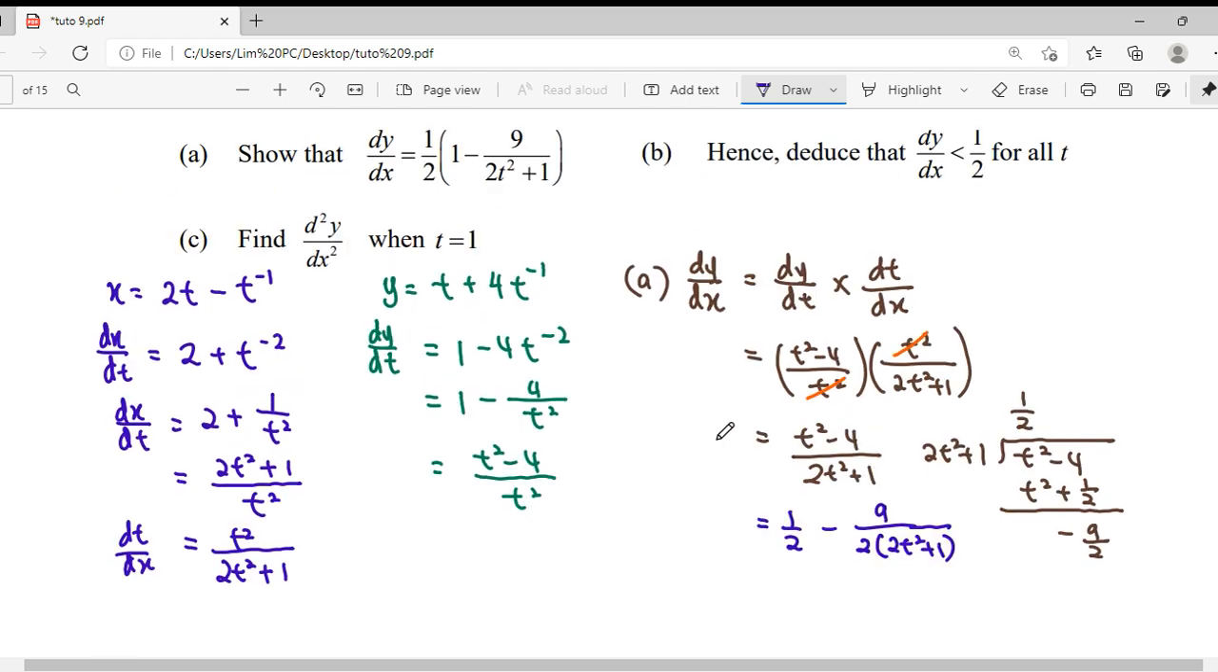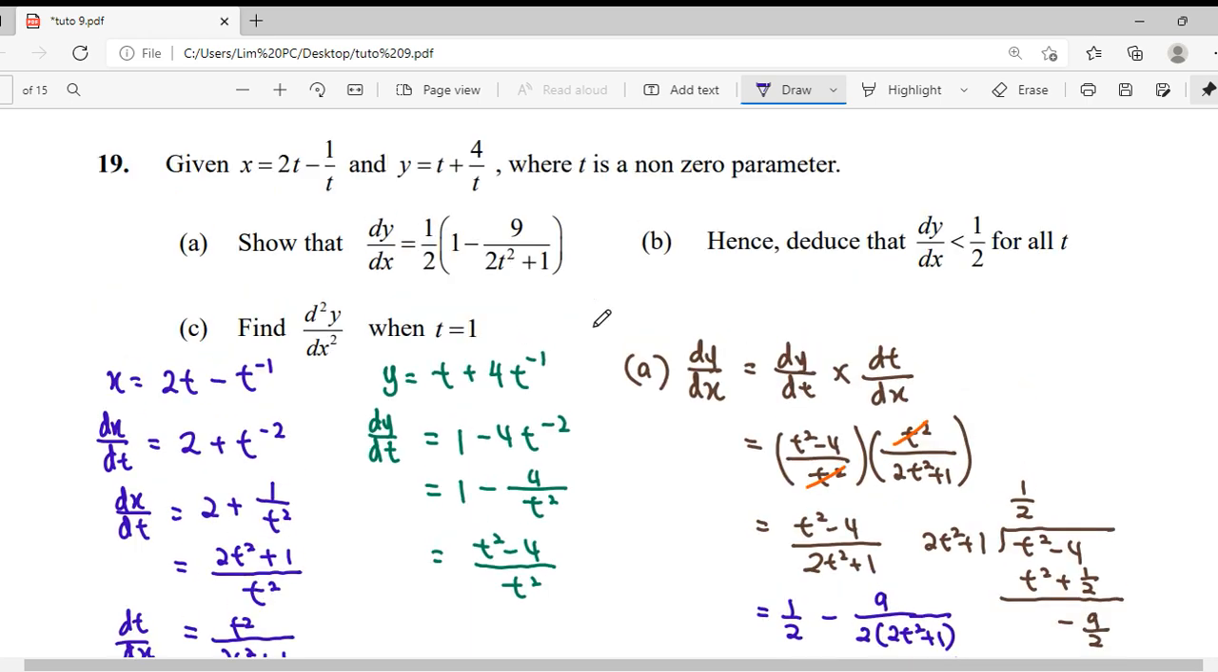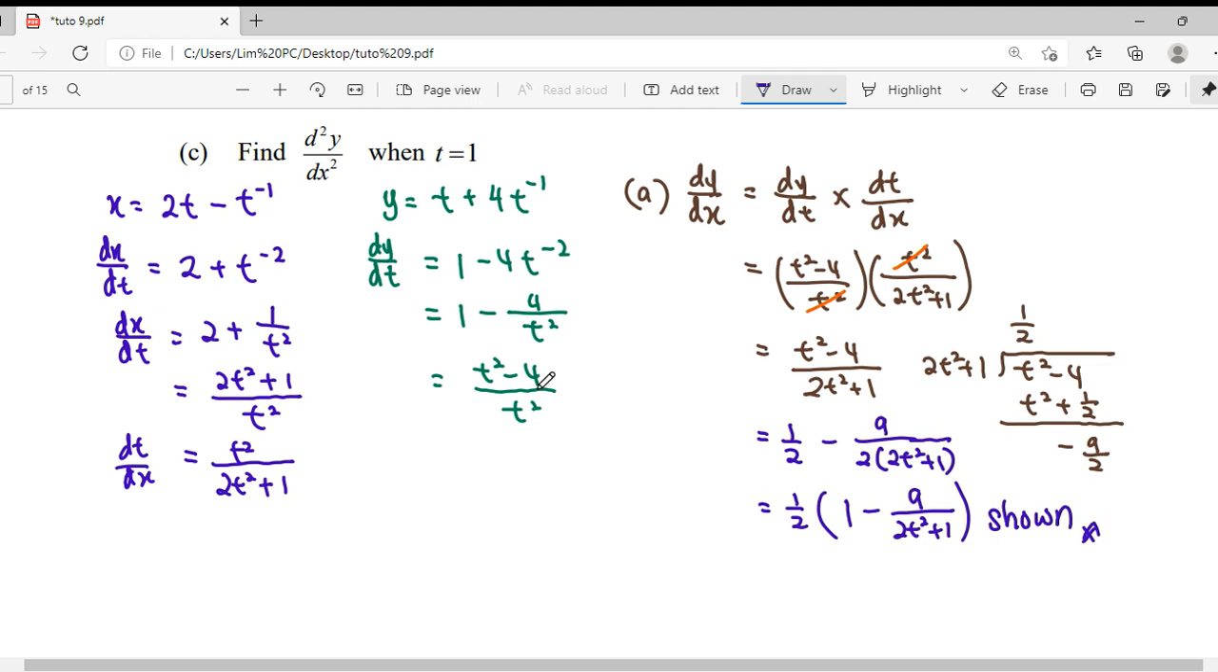So we can have a look here. Is it the thing we want to show, or not yet? We have one more step. So 1 over 2 has to be factorized out. When 1 over 2 is factorized out, it will give us 1 minus 9 over 2t squared plus 1. Shown. Okay, so this will be our part A.